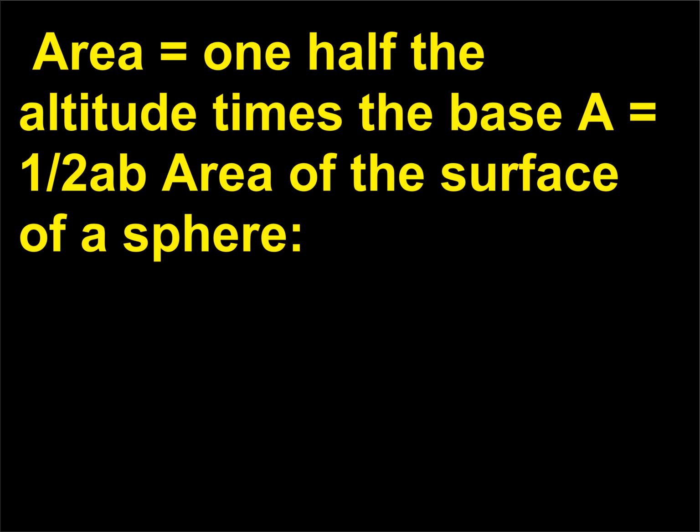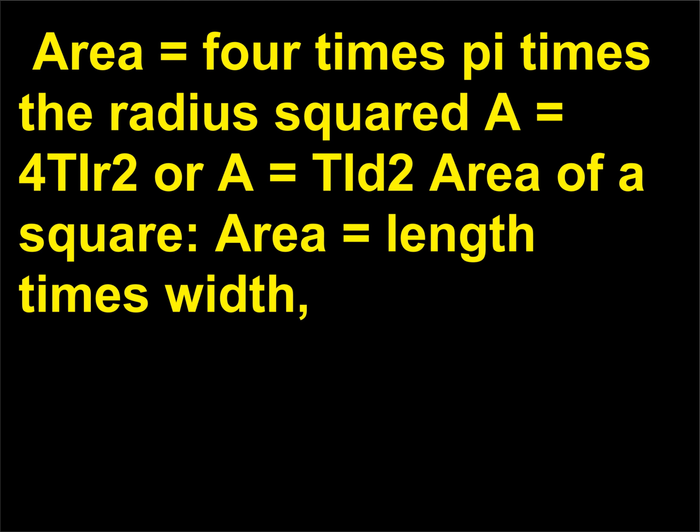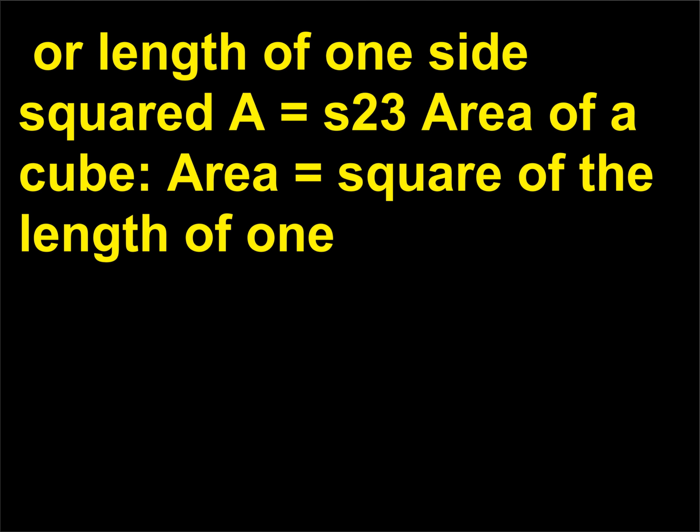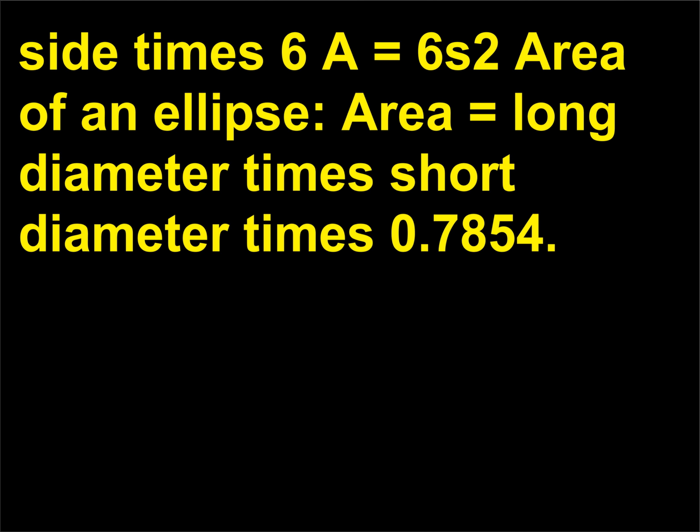Area of the surface of a sphere: area equals 4 times pi times the radius squared, A equals 4πr², or A equals πd². Area of a square: area equals length times width, or length of one side squared, A equals S². Area of a cube: area equals square of the length of one side times 6, A equals 6S². Area of an ellipse: area equals long diameter times short diameter times 0.7854.